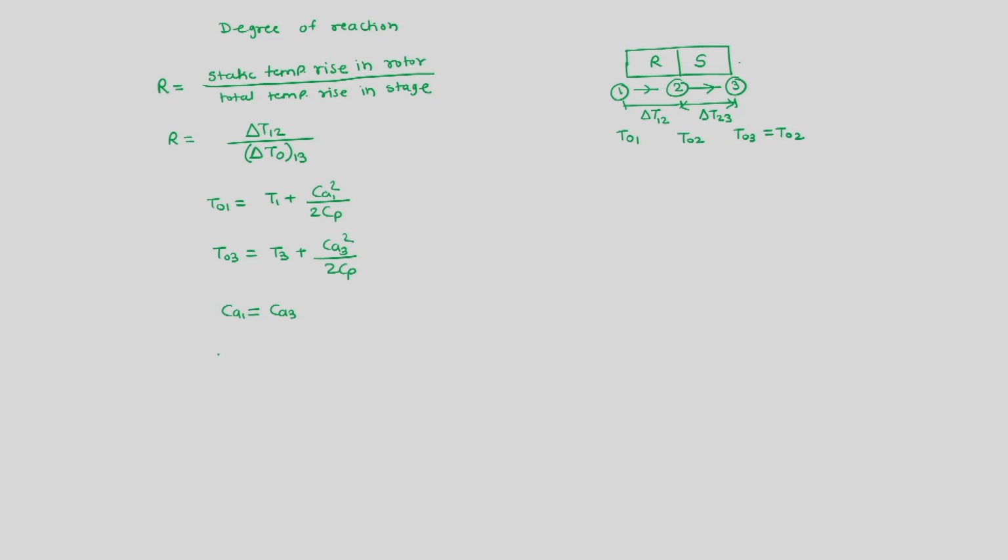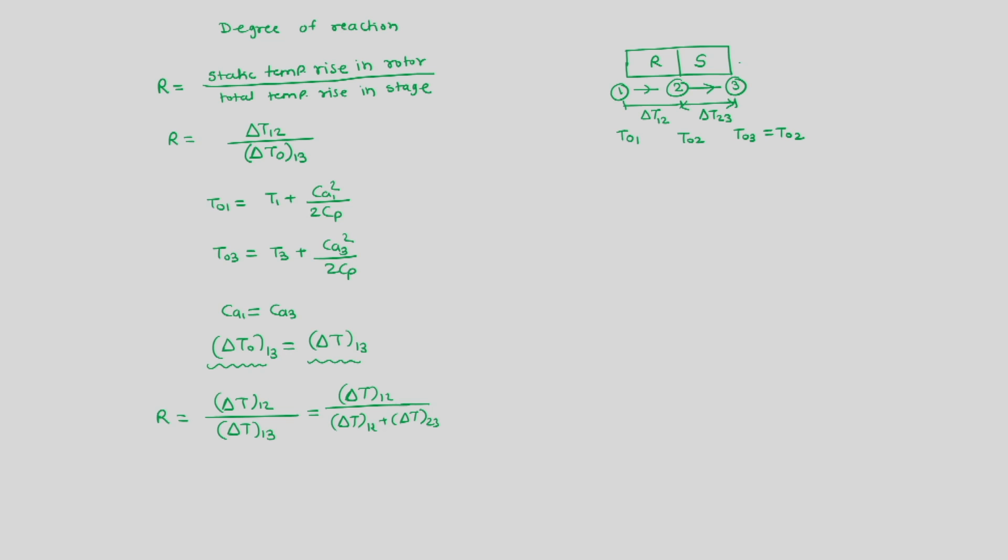So in that particular case, delta T naught 1 3 is equal to delta T 1 3. So the total temperature rise in the stage is equal to the static temperature rise in the stage. So the degree of reaction R can again be written as delta T 1 2 divided by delta T 1 3, that is, delta T 1 2 divided by delta T 1 2 plus delta T 2 3. This would be the formula for the degree of reaction.